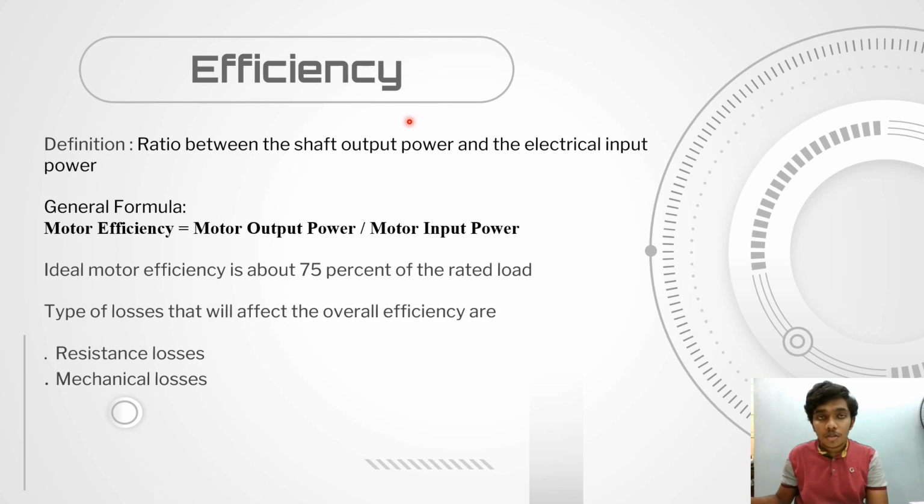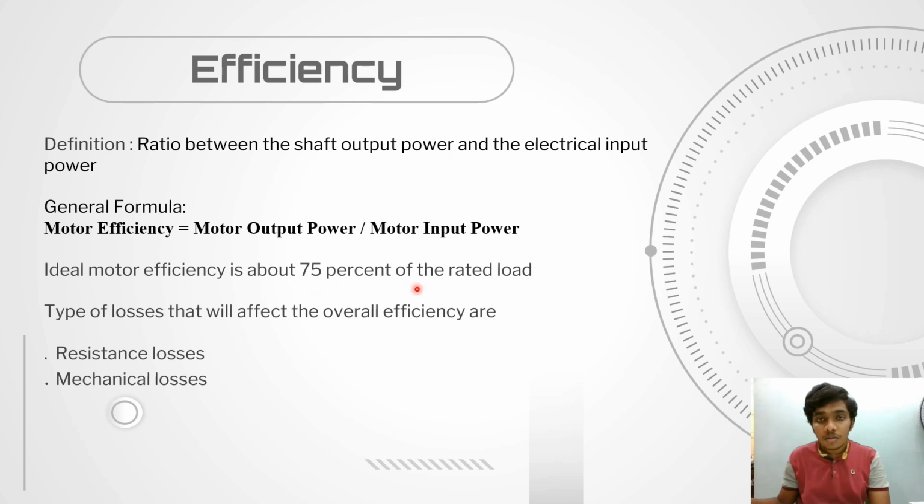Now I am going to continue on efficiency. The definition of efficiency is the ratio between the shaft output power and the electrical input power. The general formula of motor efficiency is motor output power over motor input power.